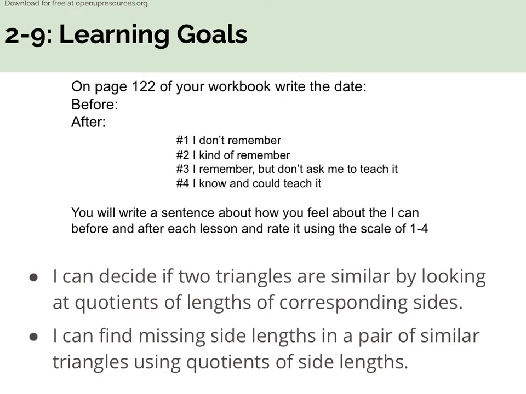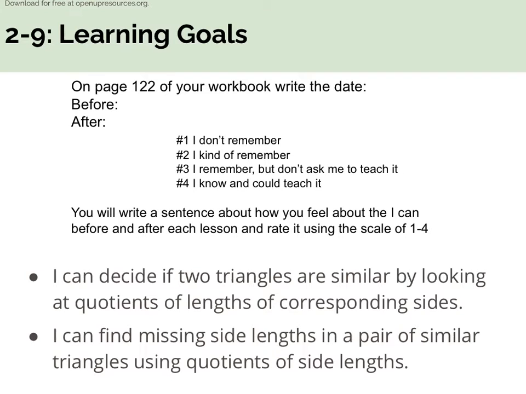Go ahead and turn back to page 122 and read the I can statement. Well, there's two of them. I can decide if two triangles are similar by looking at quotients of lengths of corresponding sides. I can find missing side lengths in a pair of similar triangles using quotients of side lengths. So these are things that we're doing for today.